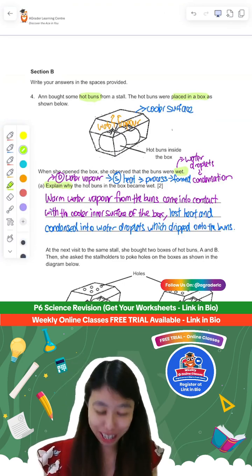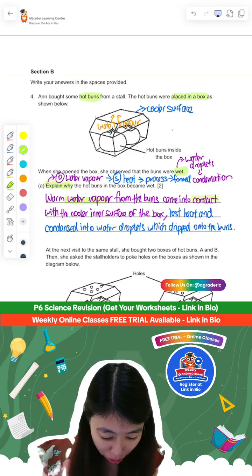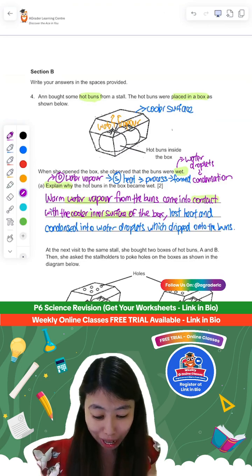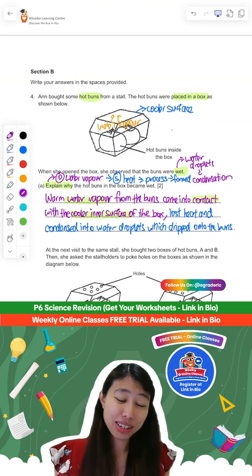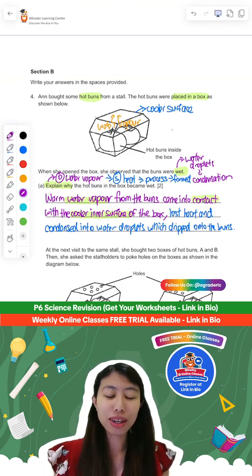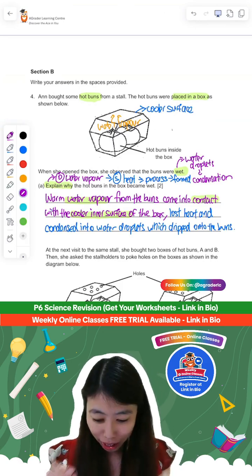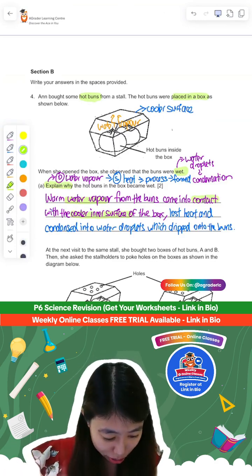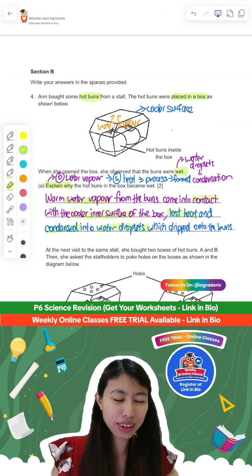I'm going to highlight the key things that you have to mention. The water vapor came into contact with the cooler inner surface. Depending on the school teacher, I've heard that some school teachers don't allow students to write "touch", because they say touch is an action word and water vapor can't really touch. So some school teachers only want the phrase "came into contact". Watch what your school teacher wants you to write. Then lost heat and condensed into water droplets.